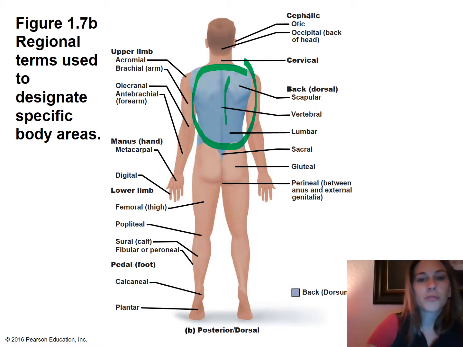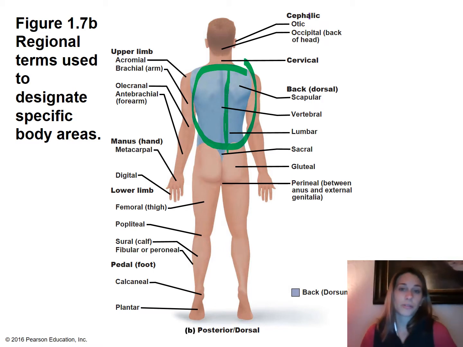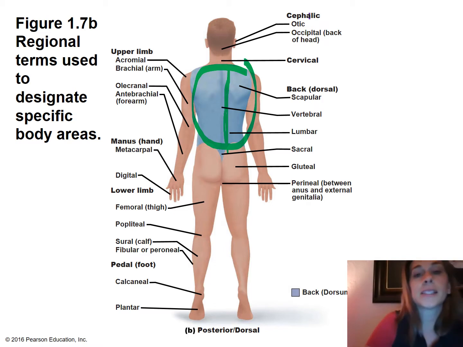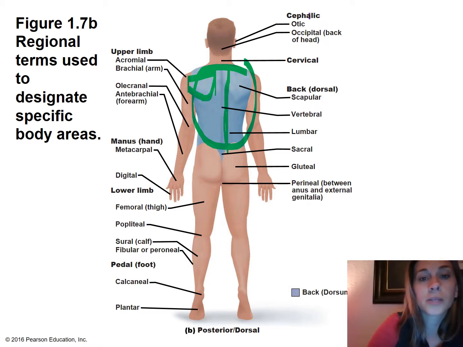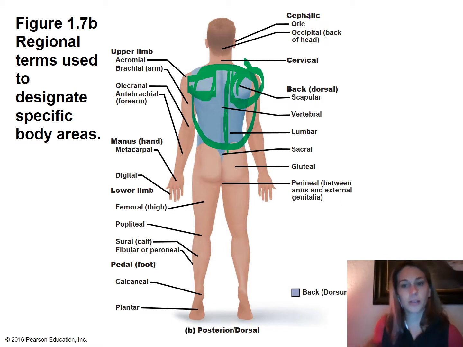Okay, vertebral refers to the position of your vertebrae, or your vertebral column, right? And scapula, remember those shoulder blades that you have? They're right here. Scapular, right? And you can actually feel them. They feel like big flat bones because they kind of are.